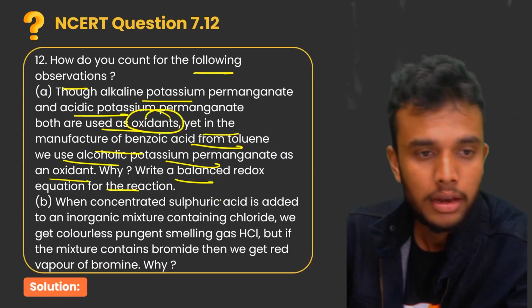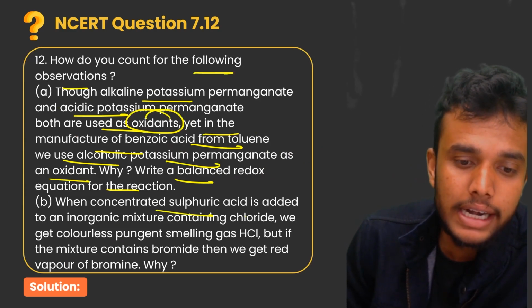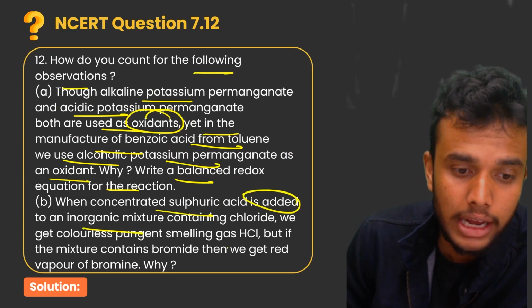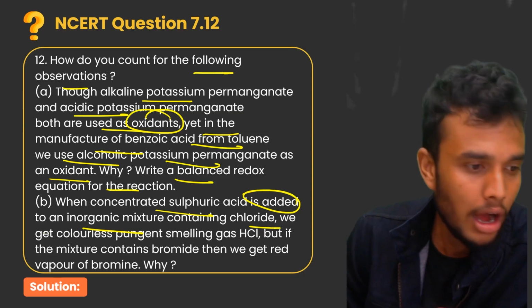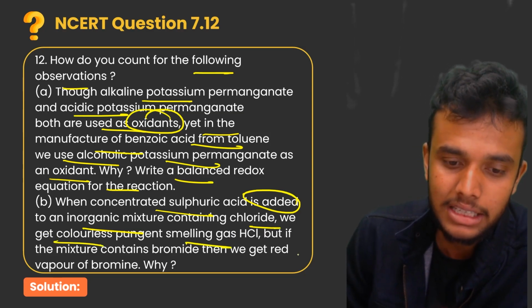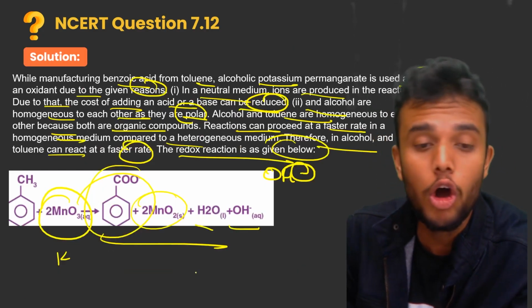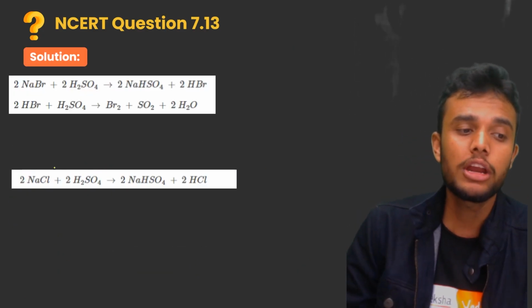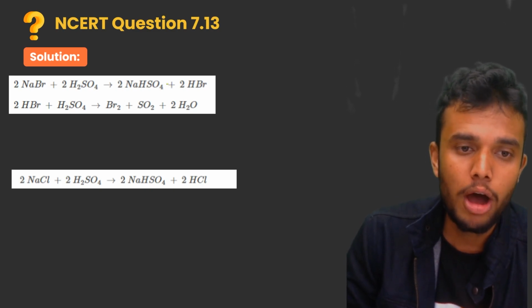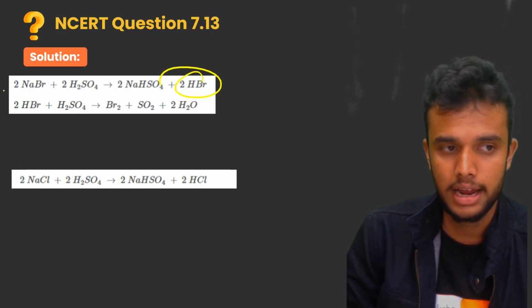Next question. Another one is also there. When concentrated sulfuric acid is added to an inorganic mixture containing chloride, we get a colorless pungent smelling gas, HCl. But with a mixture containing bromide, why? Bromide is a stronger reducing agent compared to chloride, right, students? That's why it forms the HBr molecule. Here, look here, the reaction is there.